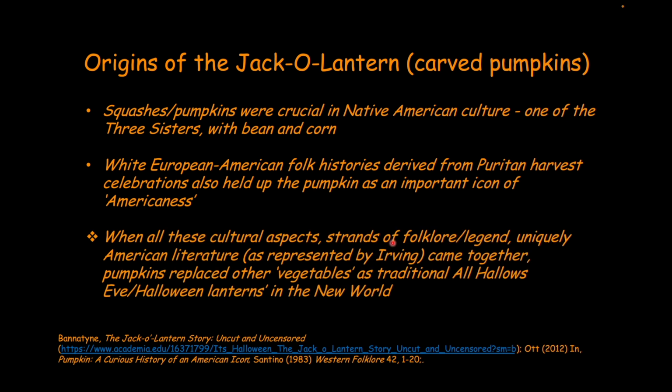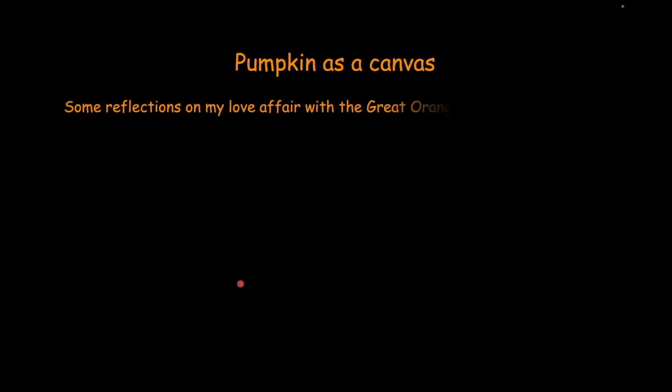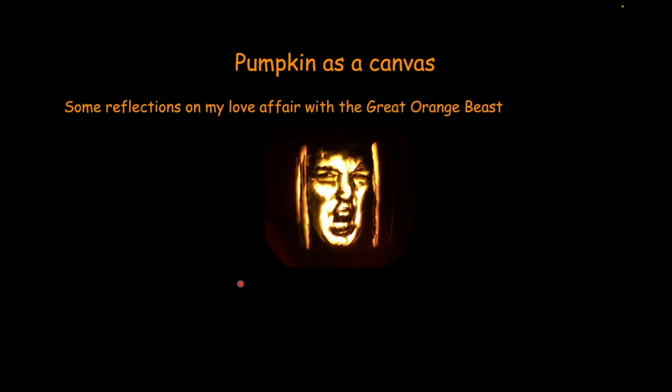So yeah, again, all these aspects, these strands of folklore and uniquely American literature, such as Irving's work, come together, and pumpkins replaced other vegetables as traditional All Hallows Eve or Halloween lanterns in the New World. So while the Old World was still using turnips for lanterns, in the United States, we had replaced that with the pumpkin.